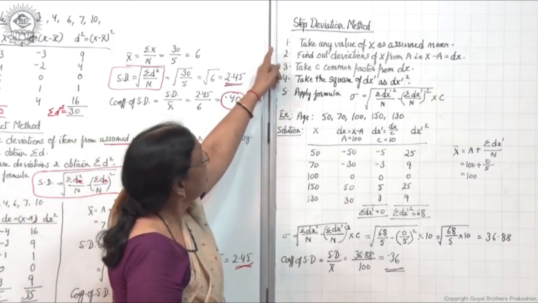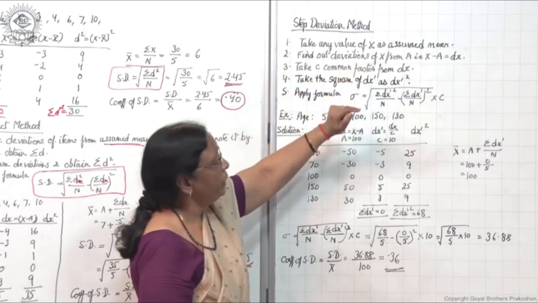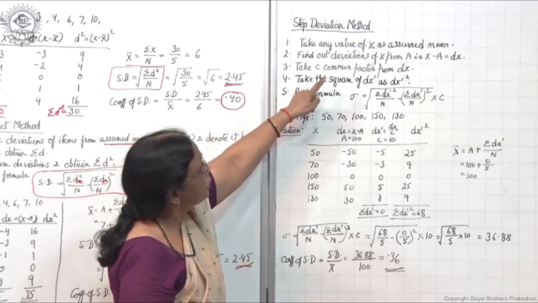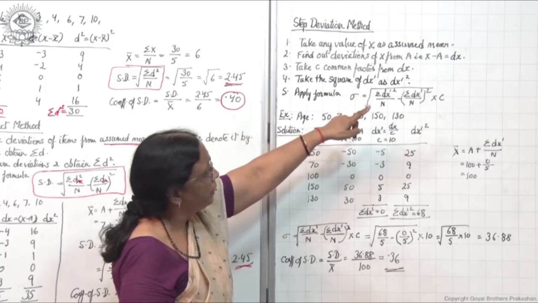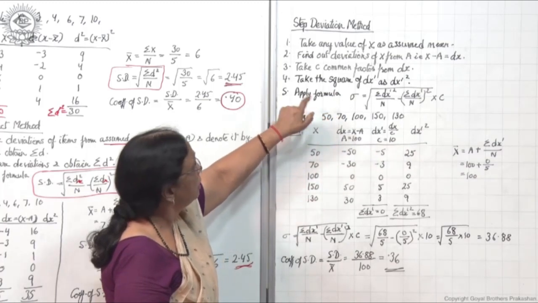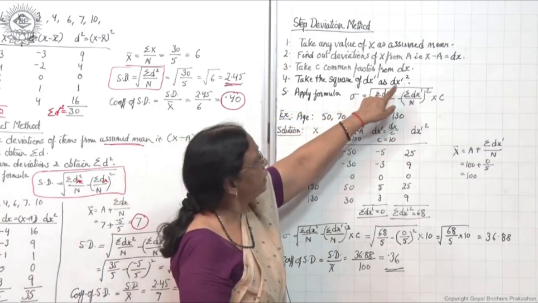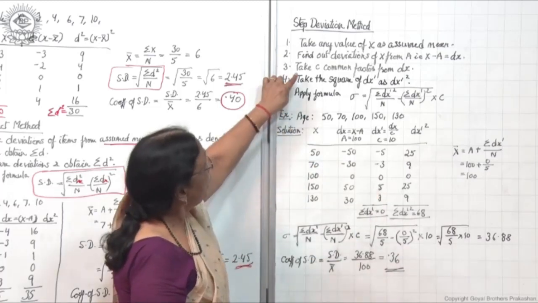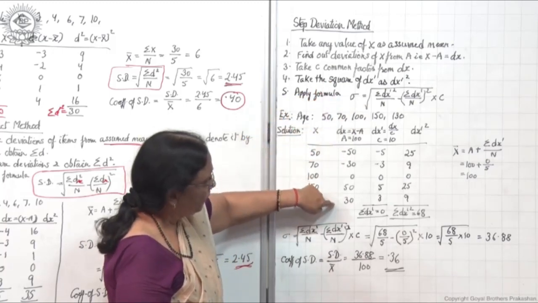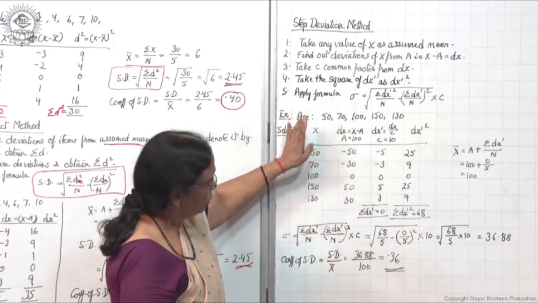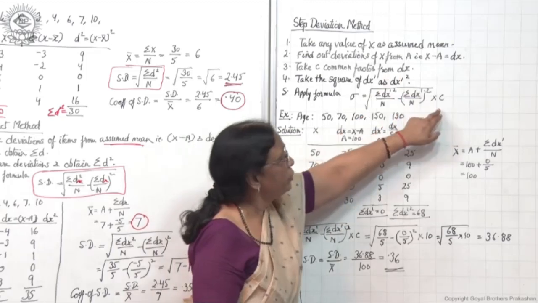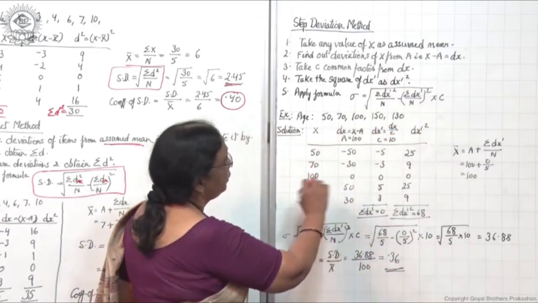First, the steps are: take any value of x as the assumed mean. From the x column, select any value as the assumed mean. Find out deviations of x from a, that is x minus a, which will be dx. Take c, the common factor, from dx. Take the square of dx dash as dx dash square. As you have taken a common factor from the dx column, first you divide by the common factor, then later on you multiply it. Let us see when we do the calculation.